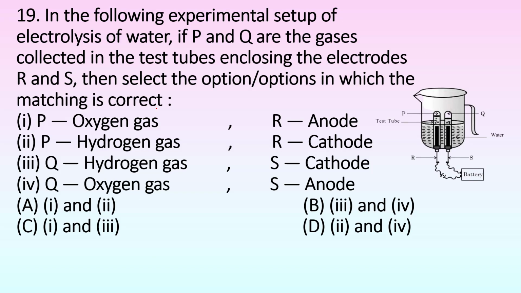Next, question number 19. In the following experimental setup of electrolysis of water, if P and Q are the gases collected in the test tubes enclosing the electrodes R and S, then select the option in which matching is correct. Here we observe that in P the gas collected is more as compared to Q. So P is hydrogen gas and Q is oxygen gas. So the answer is option D, that is I and III.